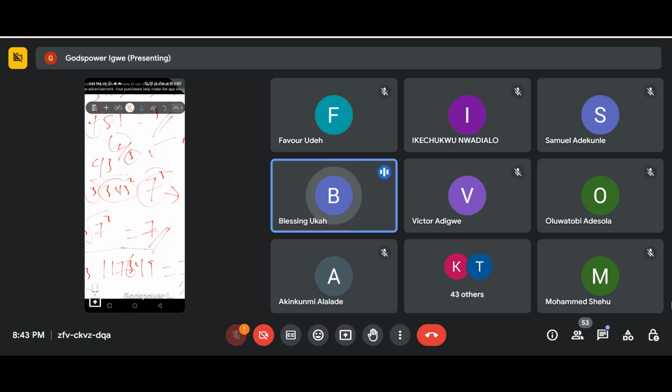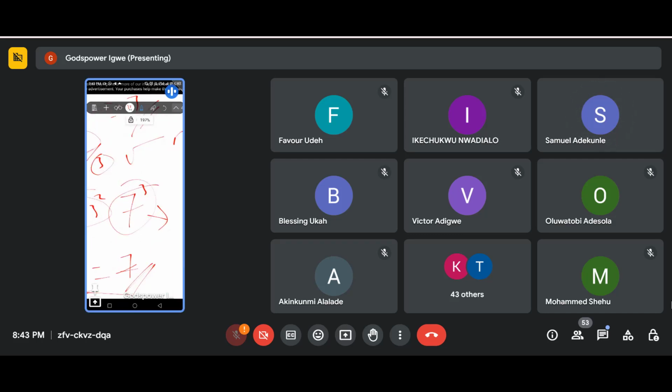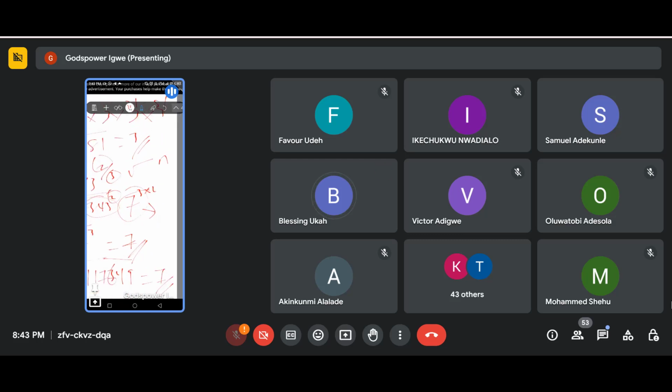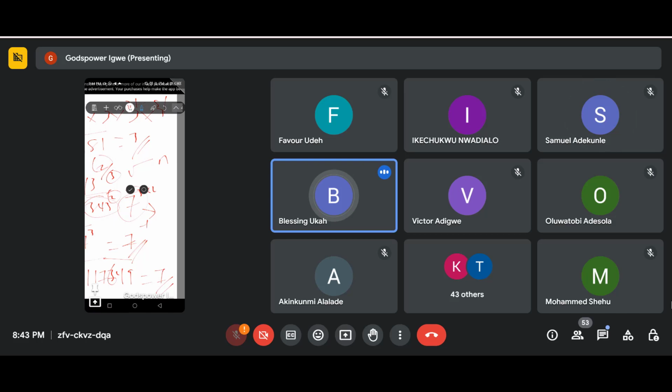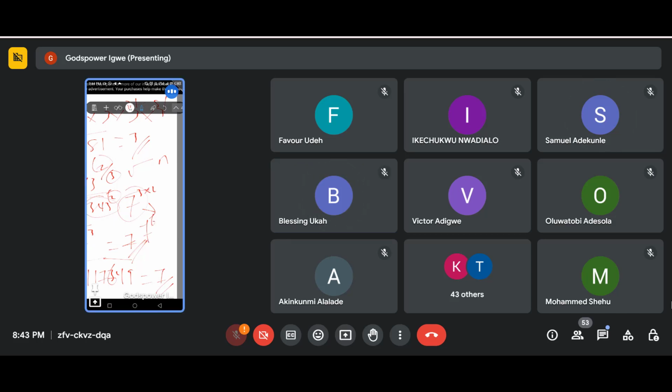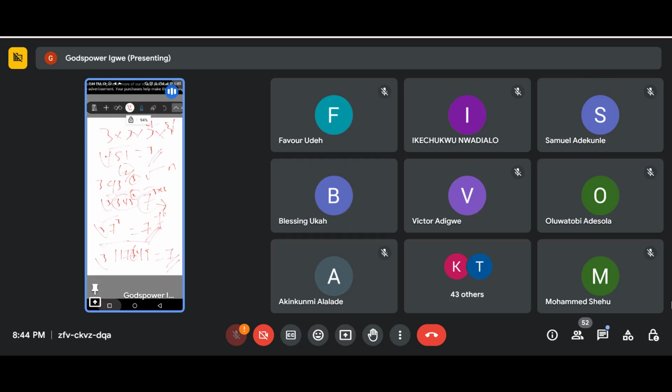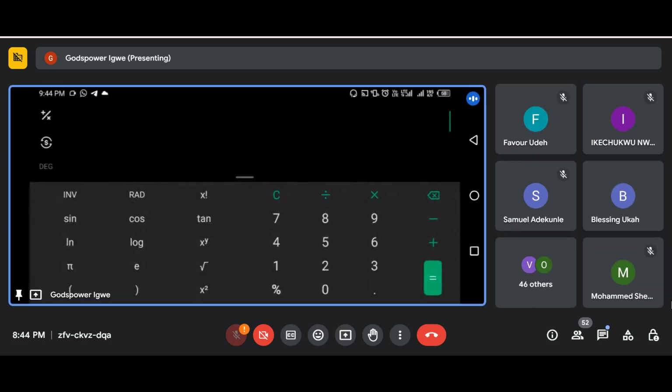Mr. Godspower, 7 times 7 is 343. Okay, fine. So if you do that now, you will now say 7 raised to power 3 times 2, because already we have all these over 2 3 outside. Yes, so that will now give us 7 times 6. You understand? So let's check both sides to see if we get the answer.